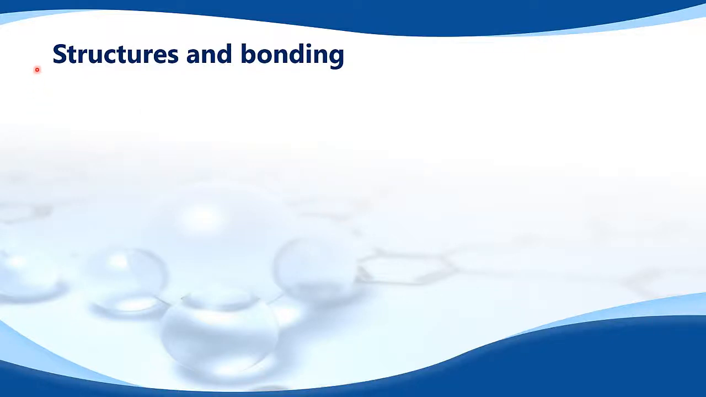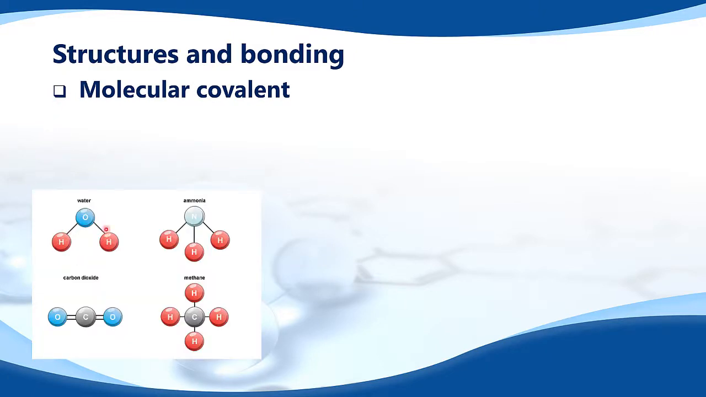In this video, we look at structures and bonding. The first example is molecular covalent. Here are some examples of molecular covalent compounds. We have water, ammonia, carbon dioxide, and methane.